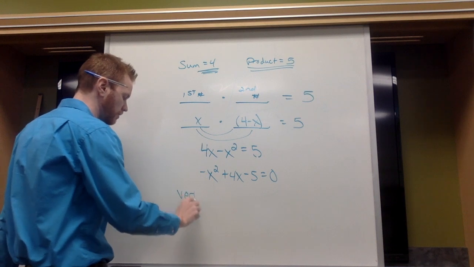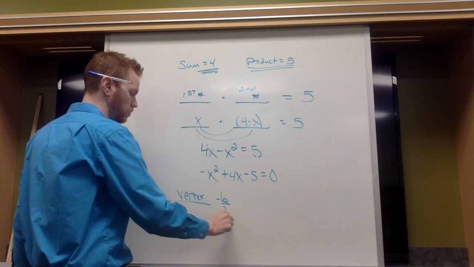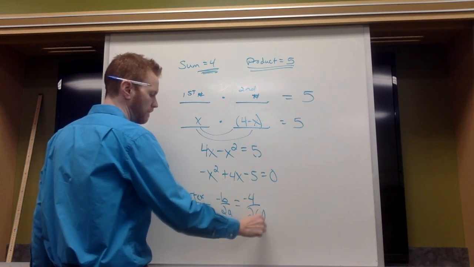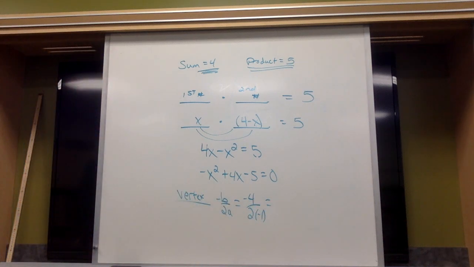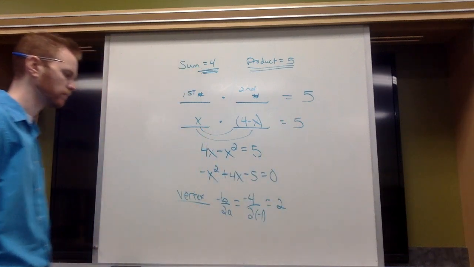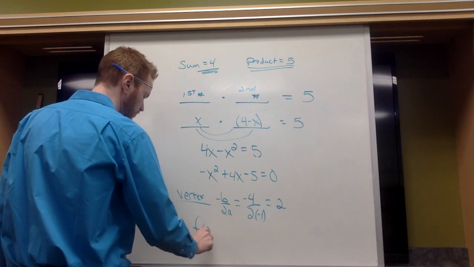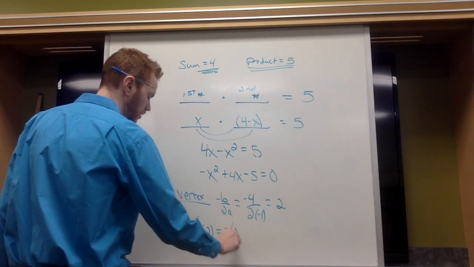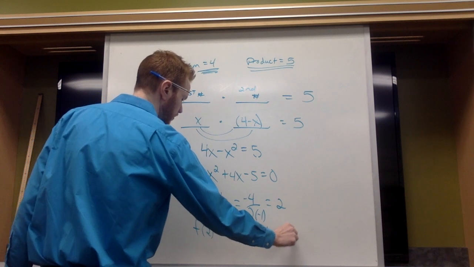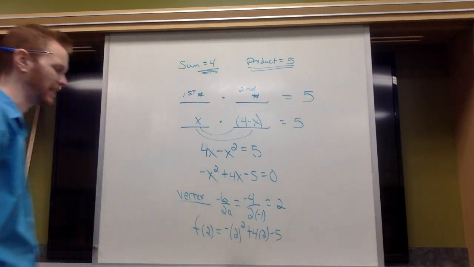We're going to find the vertex. That's our starting point. So negative b over 2a. Our b value is 4. My a value is negative 1. Divide them, I get 2 for that guy. Plug 2 back into the original. So negative 2 squared plus 4 times 2 minus 5. Oops. Not equals 0. We're going to see what that equals here.